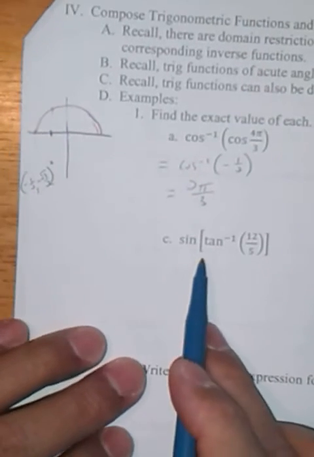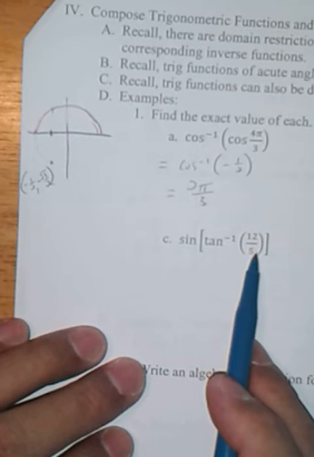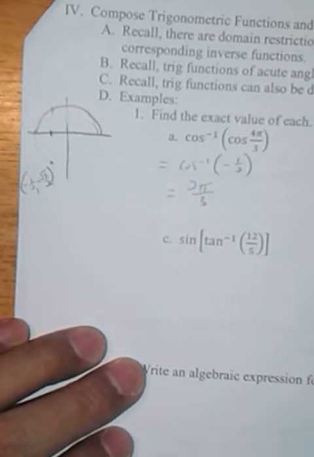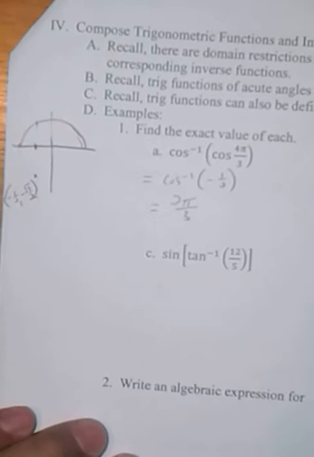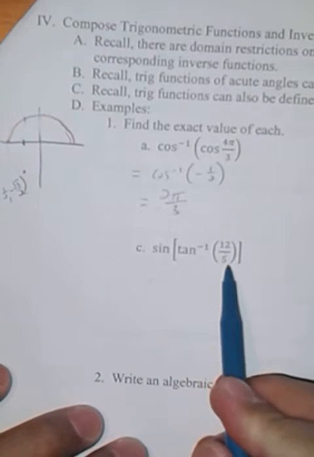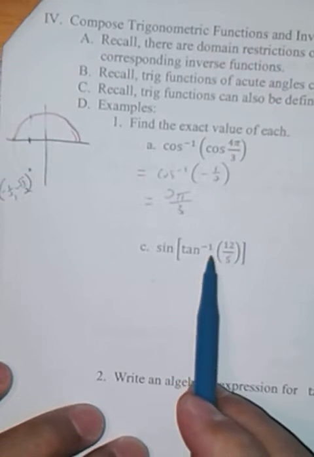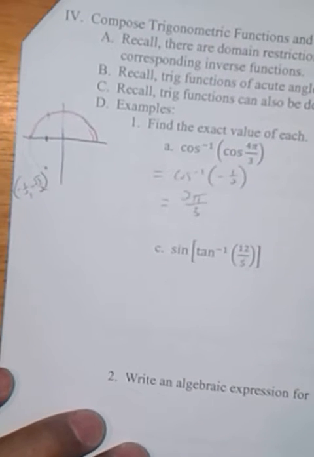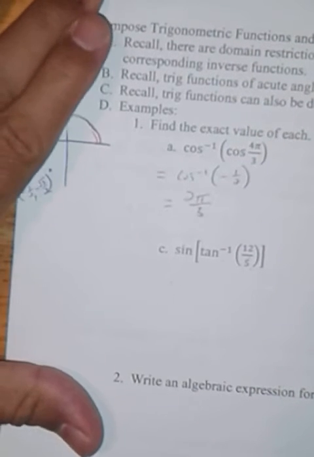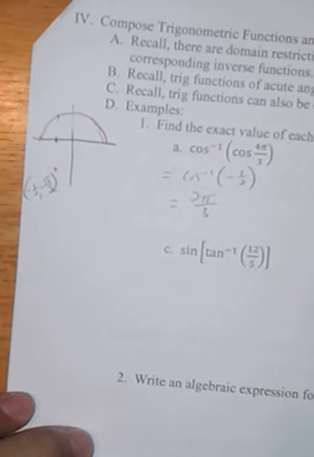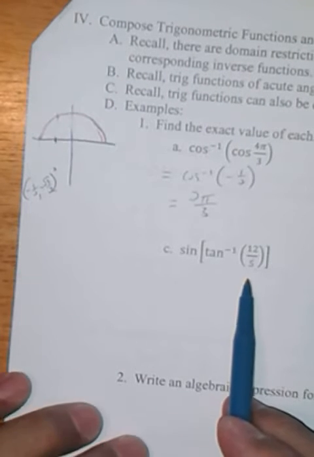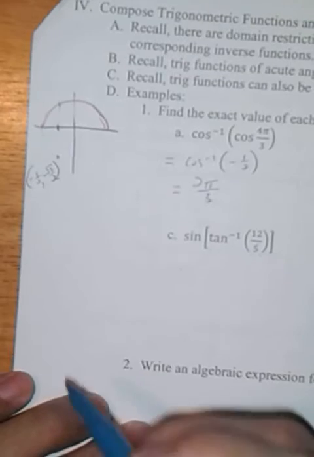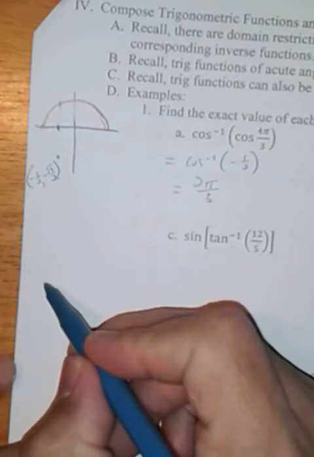All right, let's try letter C. Sine of tangent inverse 12 over 5. Oh, that's a good one. Tangent inverse of 12 over 5 means there's a theta that has tangent 12 over 5. That means the sine is positive and cosine is positive. So that means it's an acute angle. So we can think of it as an acute angle.